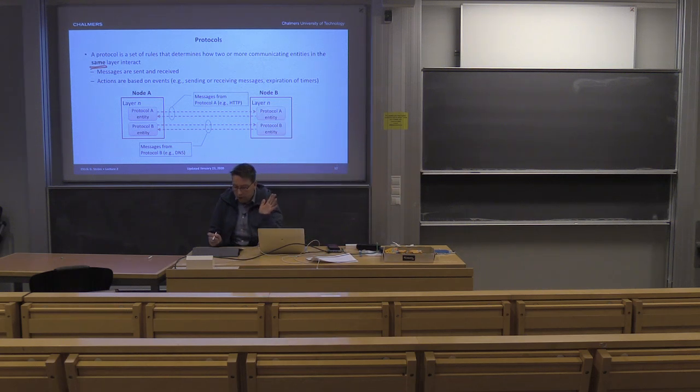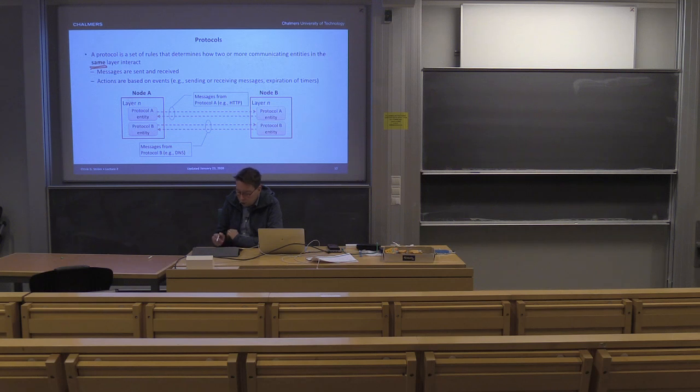I will stress this further. If this is unclear, it will come later on. Okay, so messages between these communicating entities are sent and received, and actions taken by these pieces of software are based on events. For instance, when we send something or when we receive something, and what is the meaning of this message. There could also be timers and so forth that create these events, or user interaction. You know, somebody clicks on a link or something like that, or the operating system needs to do something.